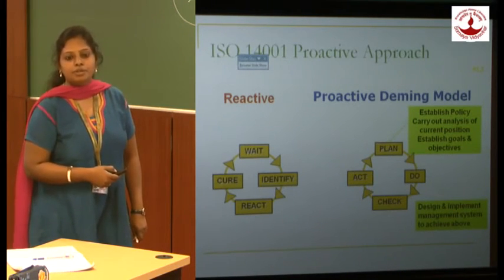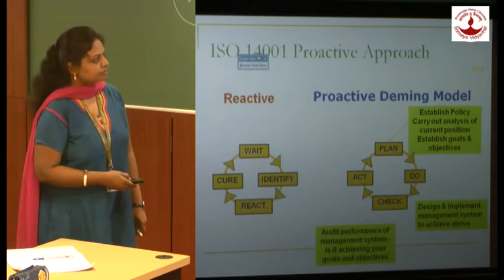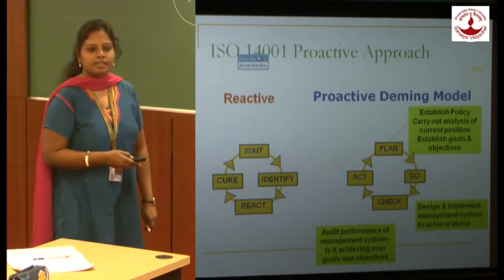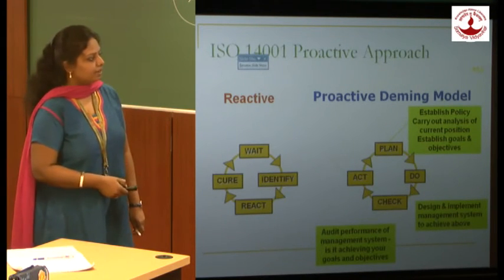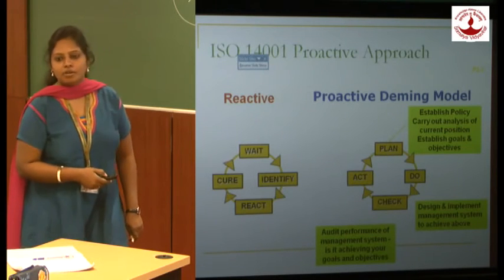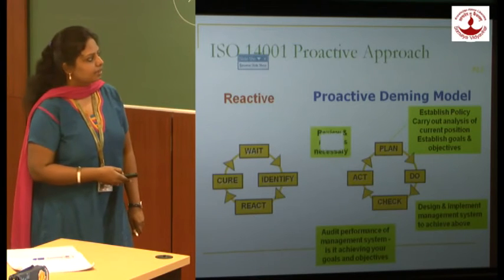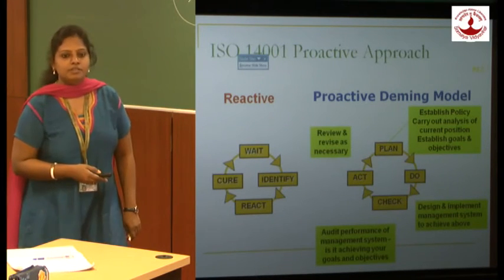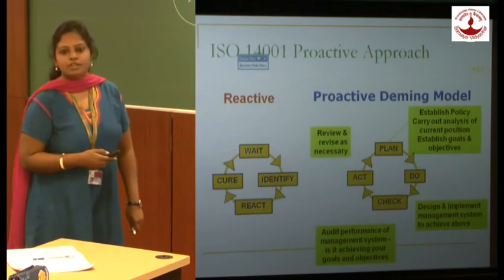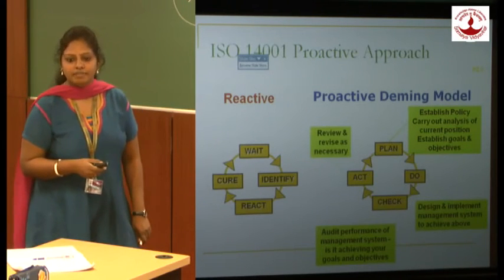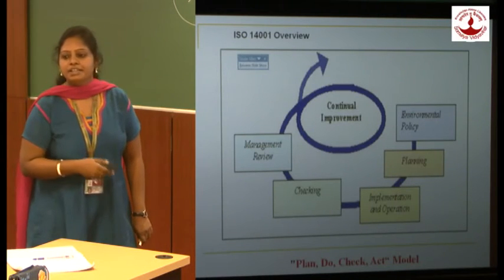the way you are going to improve your environmental performance, and then you check whether your system is functioning. That is through environmental audit. We discussed audit. So you can check the performance, and then finally you will review. So this is the process of ISO 14001, which is a proactive approach. And this is continual improvement.